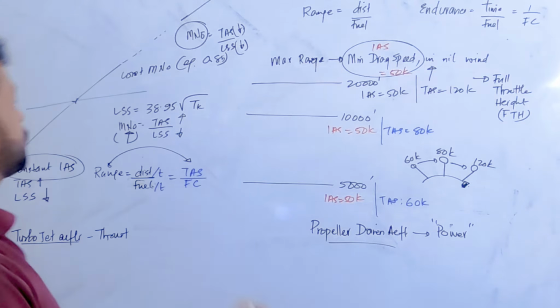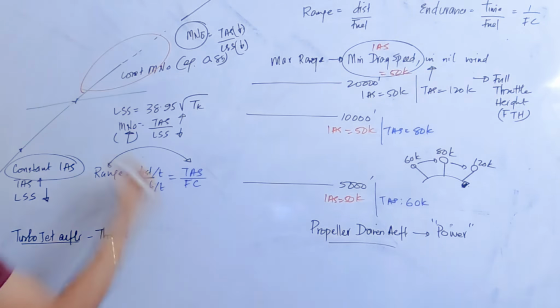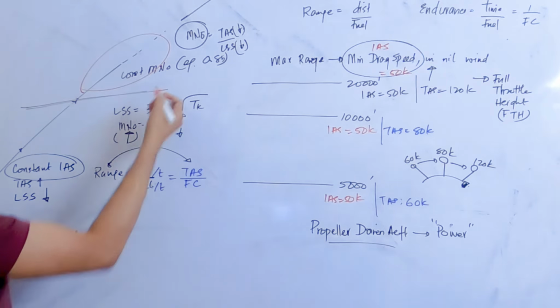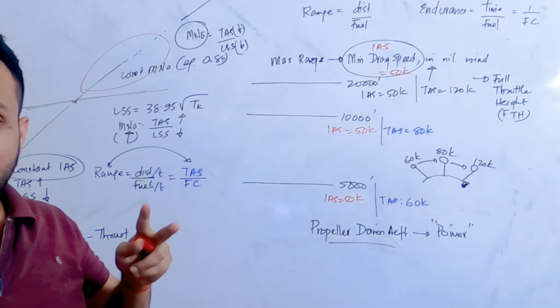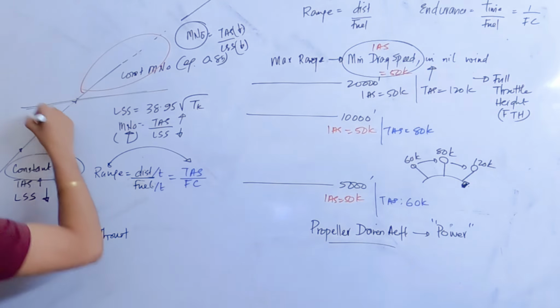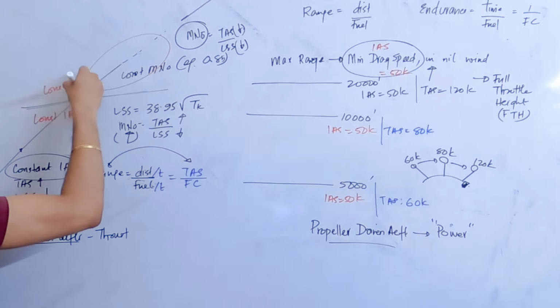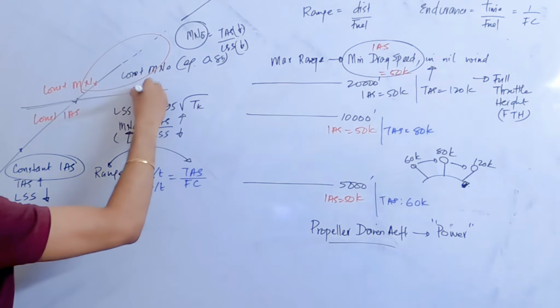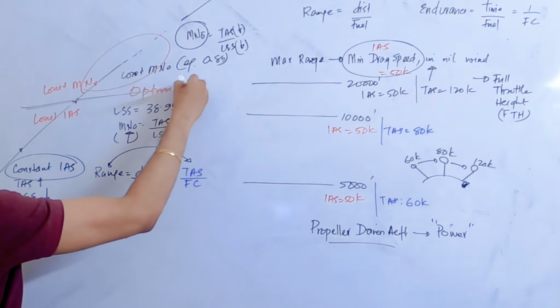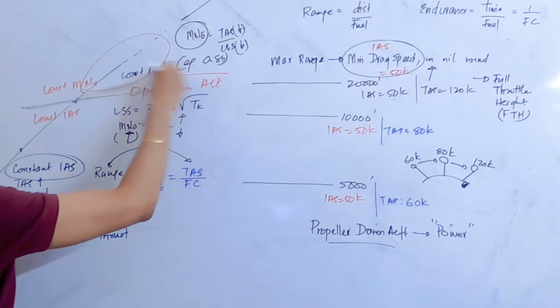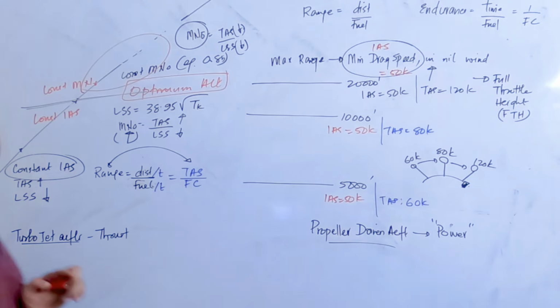But yes, so after a particular point, you will now fly at constant Mach number, right? Now, this particular altitude at which you change over from flying at constant indicated airspeed to flying at constant Mach number, this is what is called the optimum altitude. We have studied this in nav, you remember. This is what is called the optimum altitude.